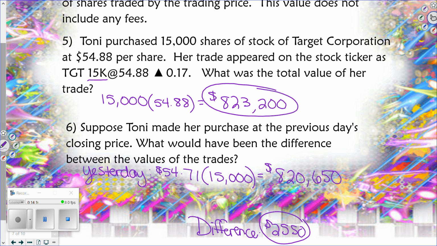So does it make a big difference when you buy? Yeah. You always want to buy when it's low and sell when it's high, right? That's what you're always aiming for. That doesn't always happen, but that's always the goal. Questions on how we figured out yesterday's? Got the value, then how we found the difference? Good. We can multiply and add and subtract.